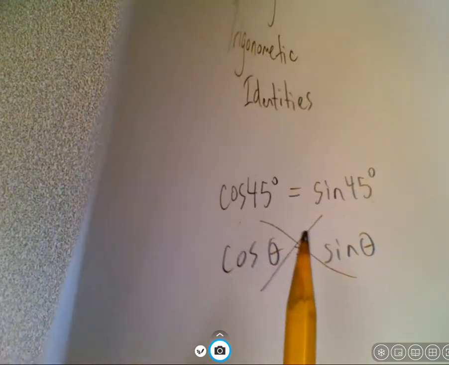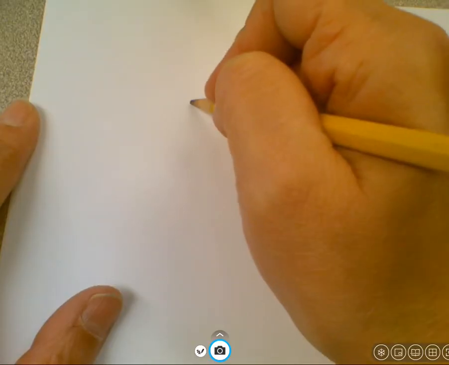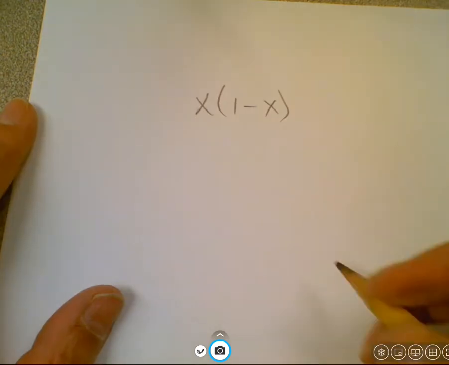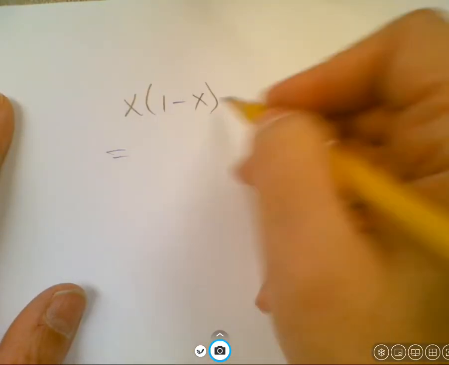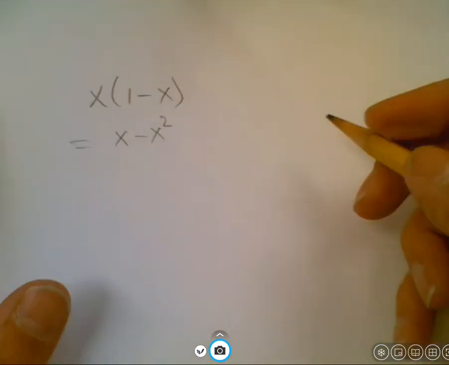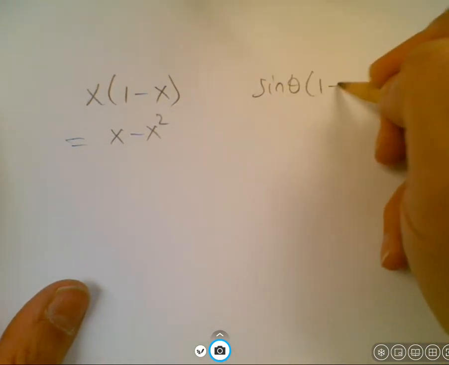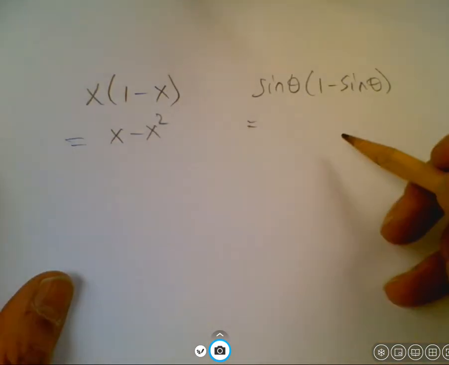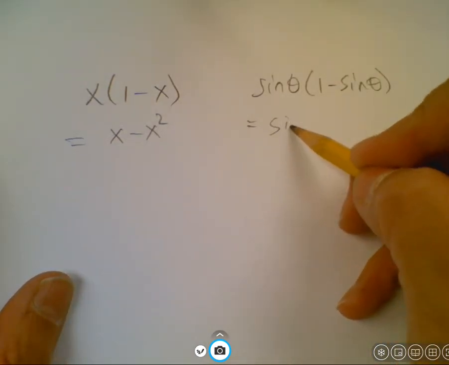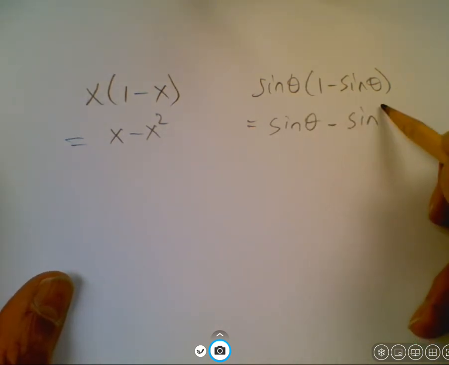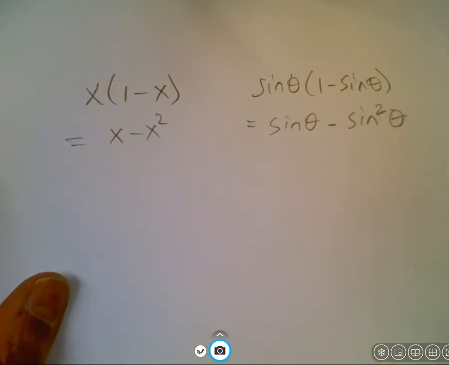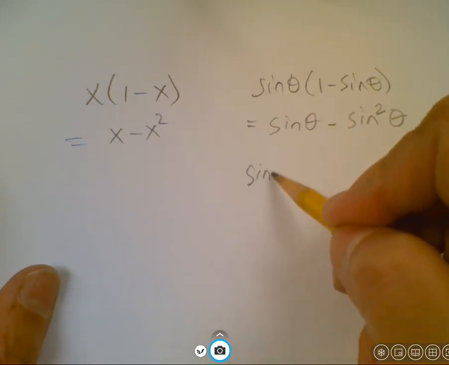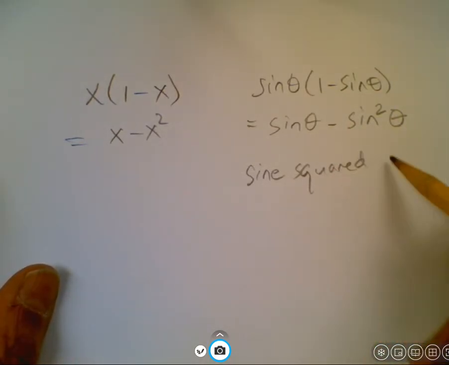Other ways that we could simplify is we know how to expand. Just like we know how to expand, for example, x times 1 minus x, we can distribute the x and you get x minus x squared. We can also expand sine theta times 1 minus sine theta. We can do the same thing, but with sine and cos. So distribute the sine, and I get sine theta minus sine theta times sine theta, which we write as sine squared theta.